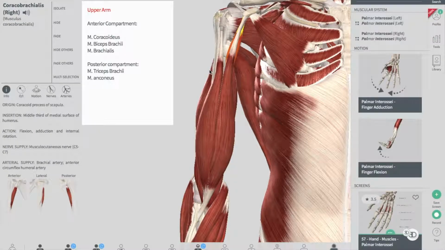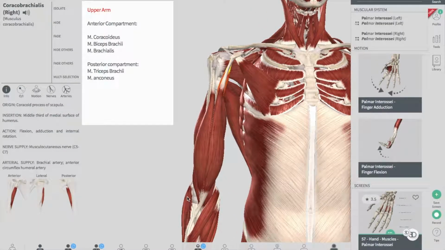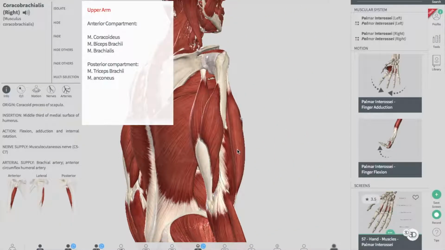In this video I'm going to cover the muscles of the upper arm, the lower arm, and the hand. So to start, the muscles of the arm are traditionally divided into two groups. You have the anterior compartment and the posterior compartment.